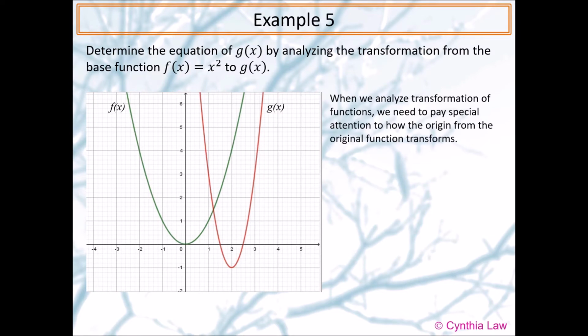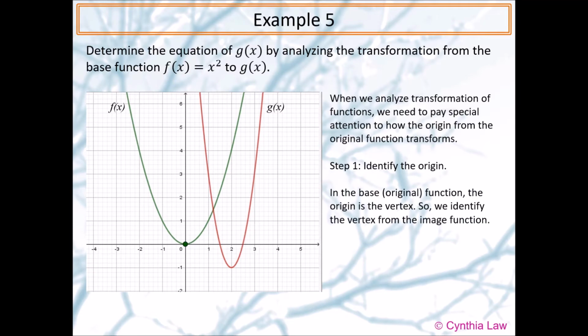When we analyze transformation of functions, we need to pay special attention to how the origin from the original function transforms. So step 1 is identifying the origin. So right there. In the base function, the origin is the vertex. So we identify the vertex from the image function as well. So step 2, we identify the vertices of quadratic functions. So we have the 2 vertices identified.